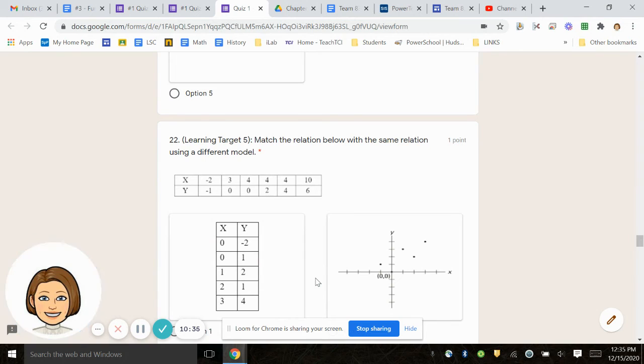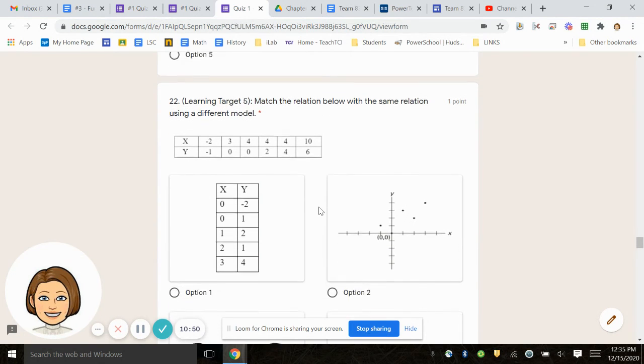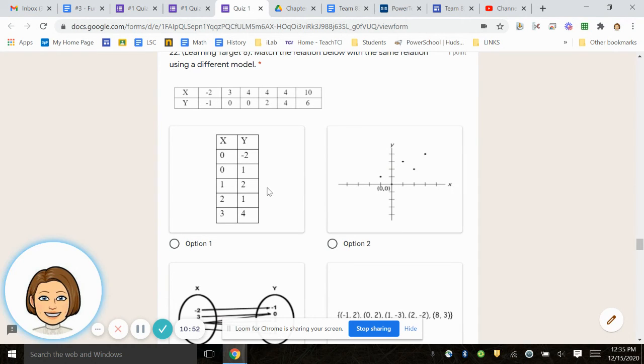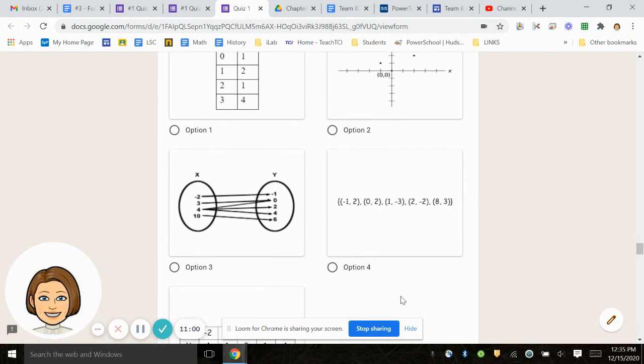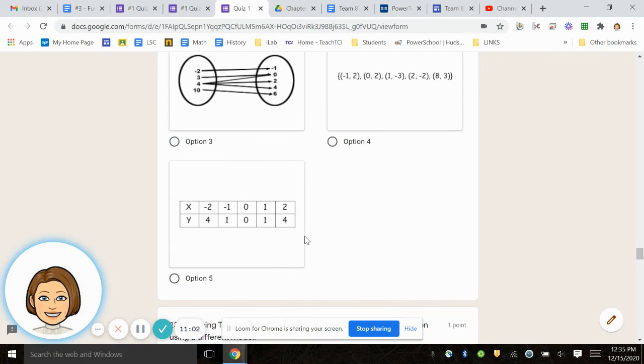22, you're going to do the same thing, match the relation below with the same relation using a different model. So here's the table. You have -2, -1, 3, 0, 4, 0, 4, 2, 4, 4, 10, 6. Do you see the same relation in this table, or in this graph, or in this mapping diagram, or this set of ordered pairs, or this other table? Take your time.